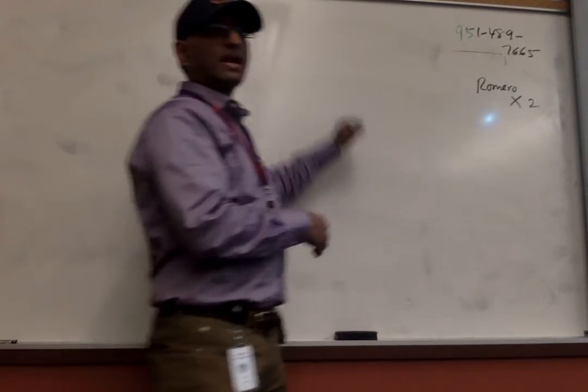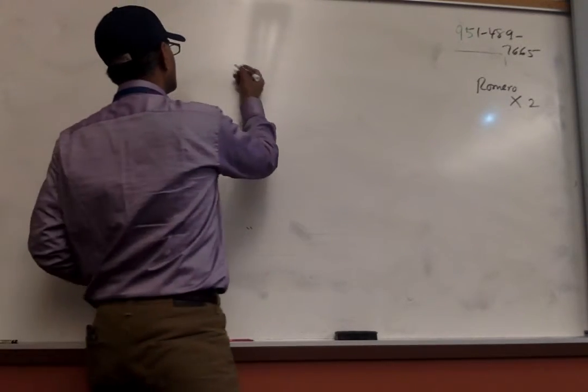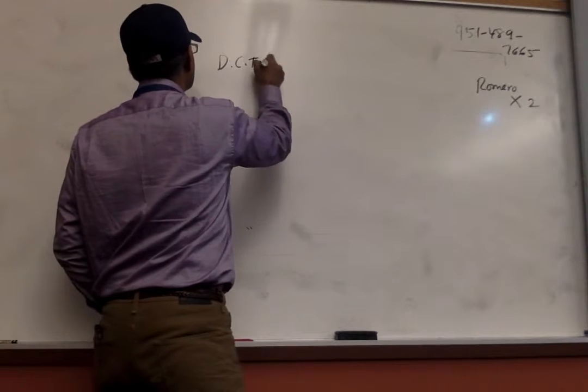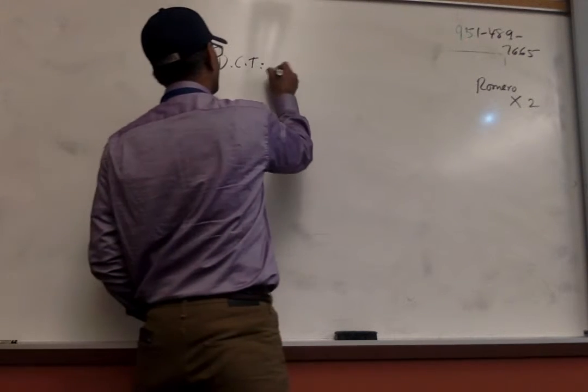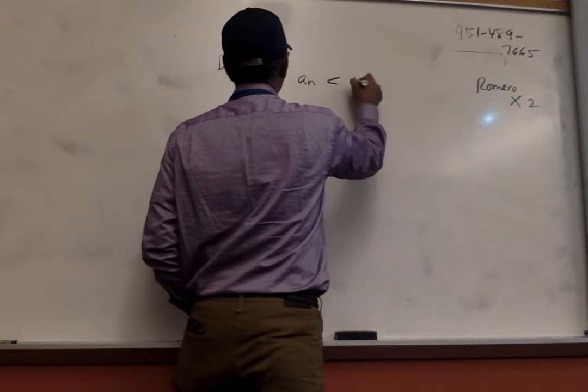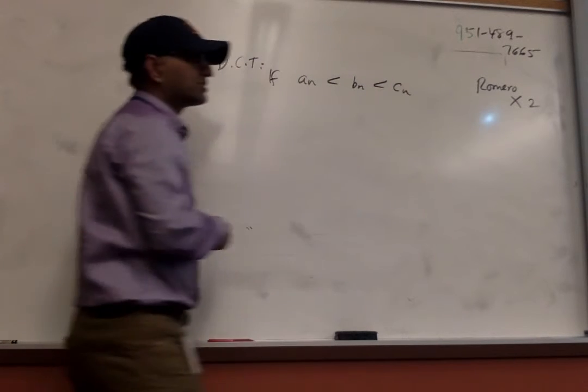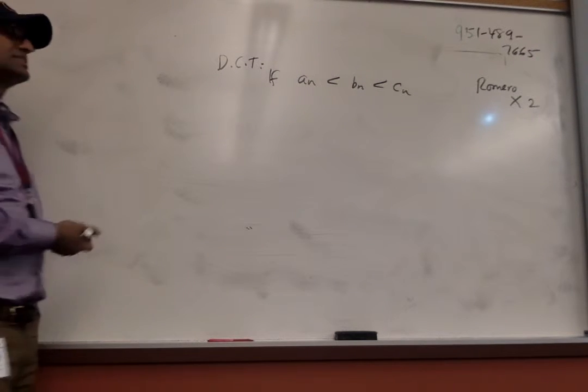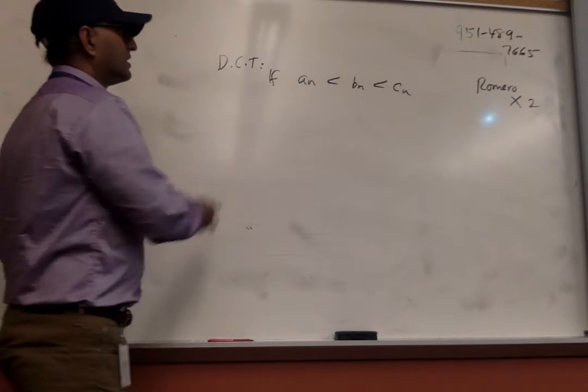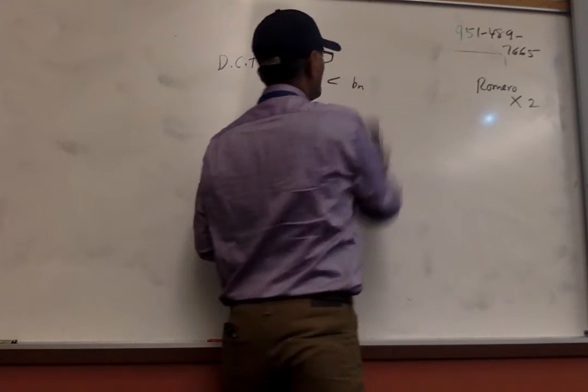Okay, now here's the direct comparison test. I'm doing some notes. Write this down, please. Write down DCT. So DCT says this. If you have 3 series, but here are the terms of every series: AN less than BN less than CN. Let's discuss this very, very quickly. Actually, let's just do 2 of them. Okay, you know one, you know the other.